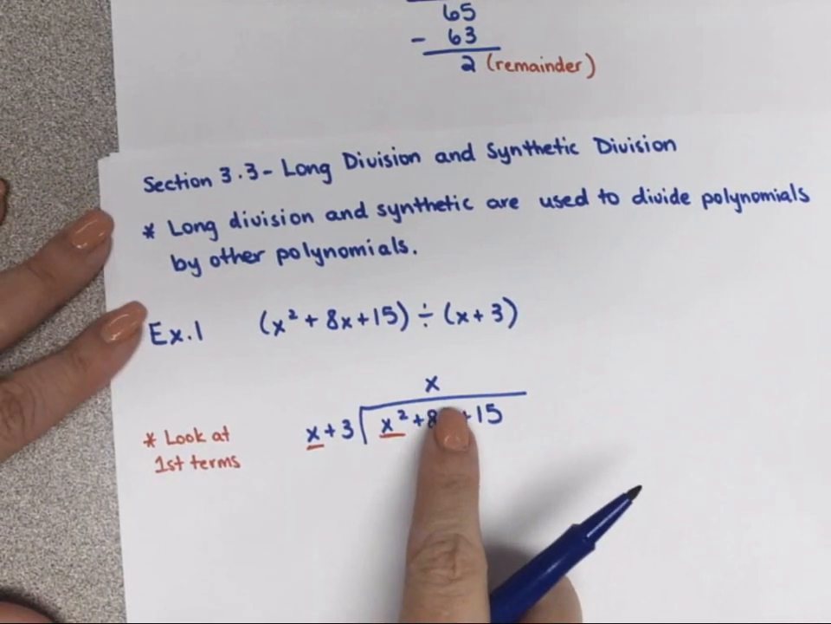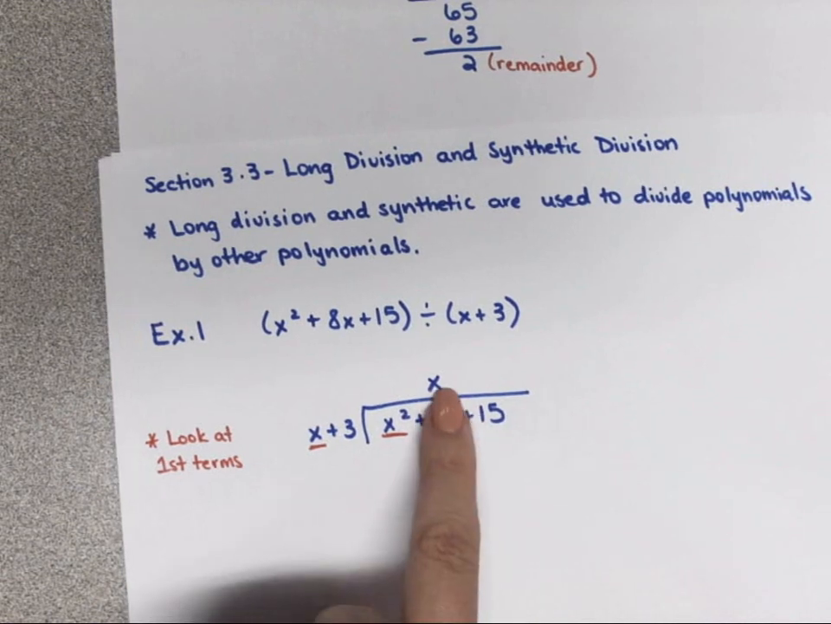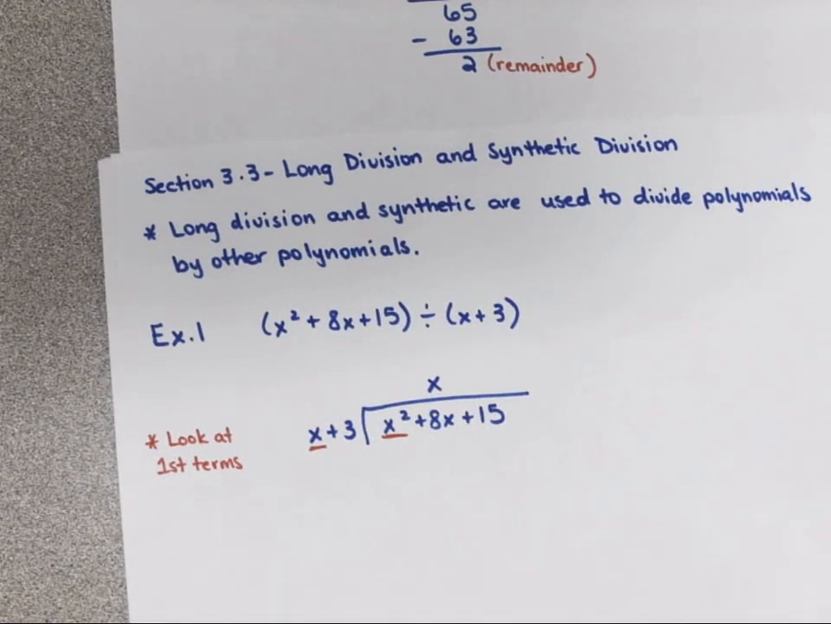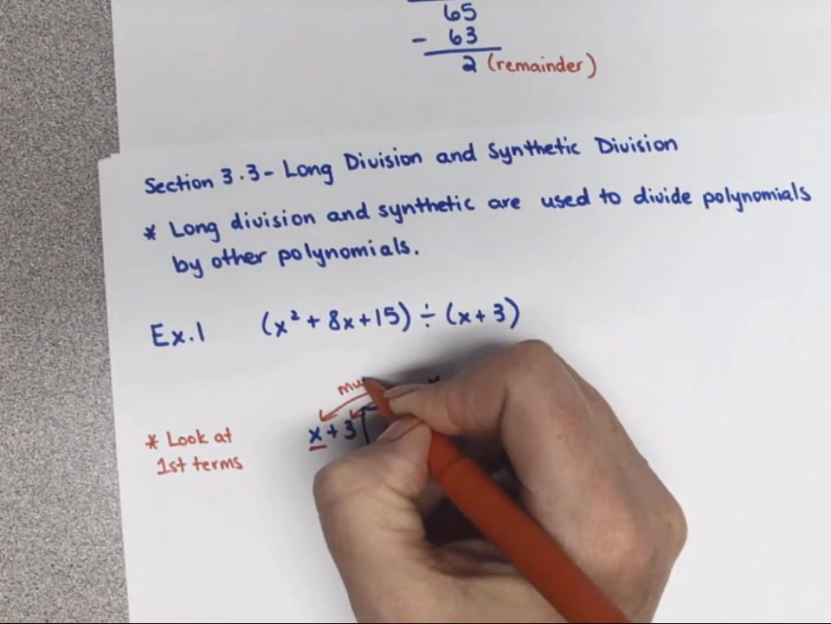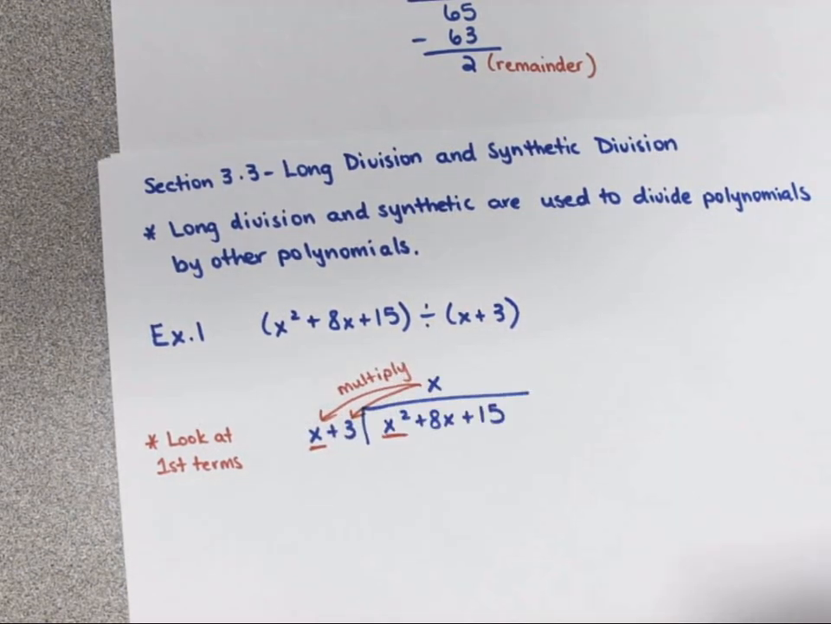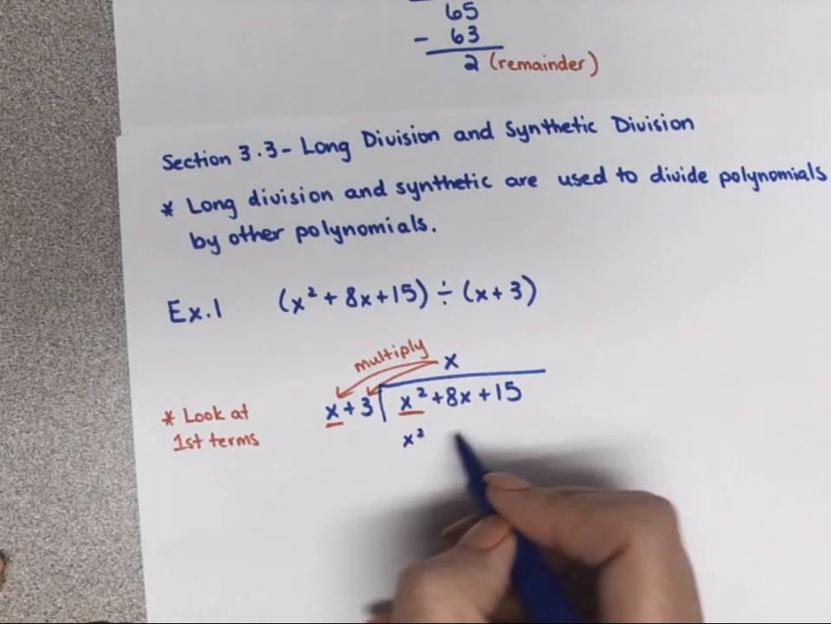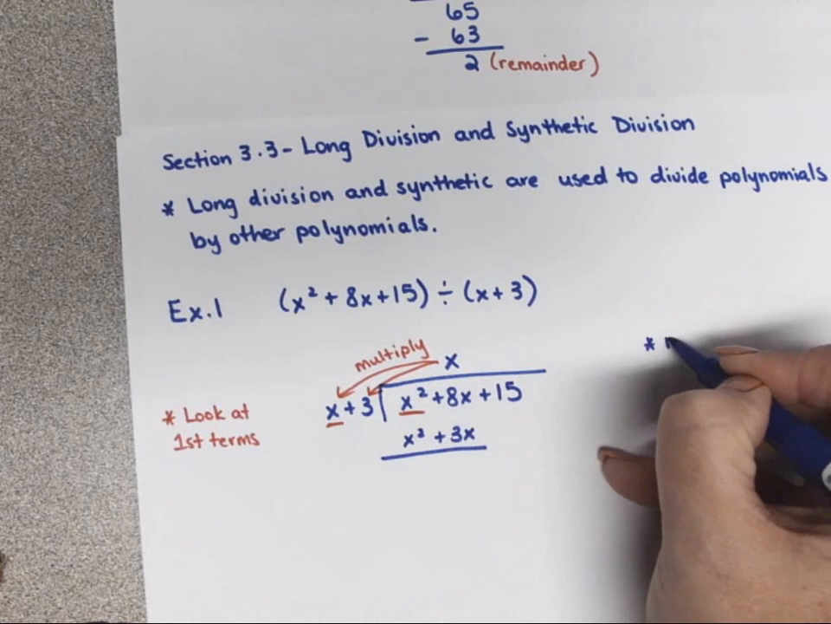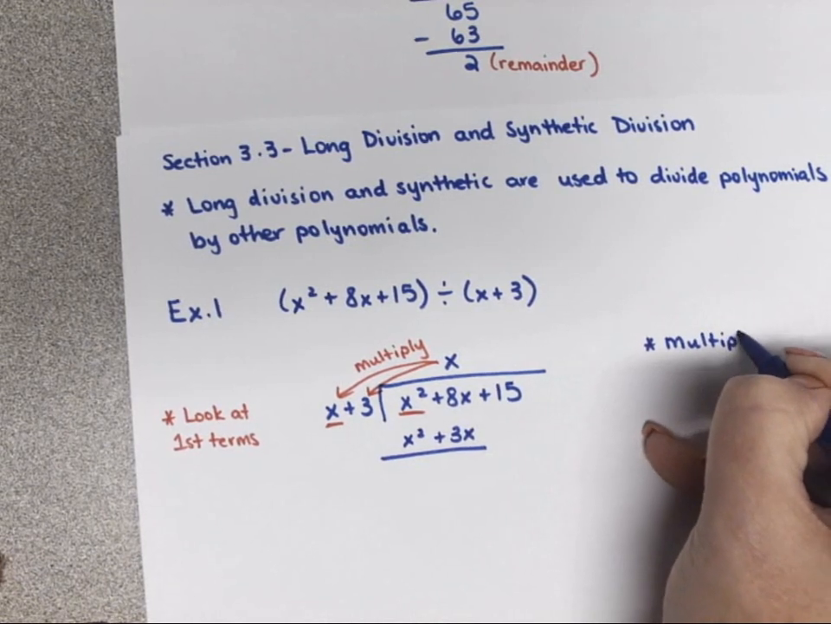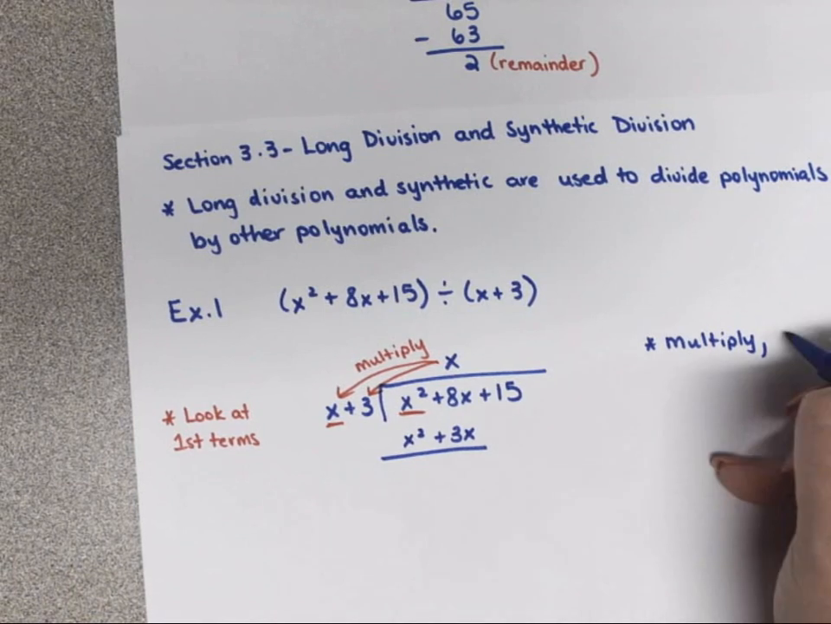So then we're going to start our process where we multiply, subtract, bring down. So if we multiplied this, just make sure we remember that we have to multiply it by both parts. So we're going to multiply down, and then we'll worry about what we do next. So what is x times x? x squared. What is x times 3? 3x. Okay, so far I've done the multiply step. What's supposed to come next in our process? Now we subtract.